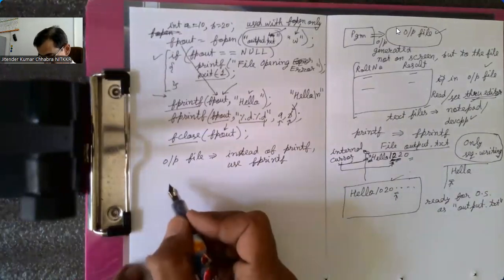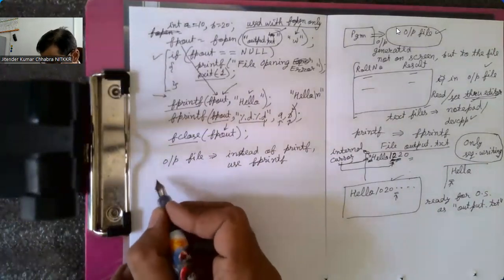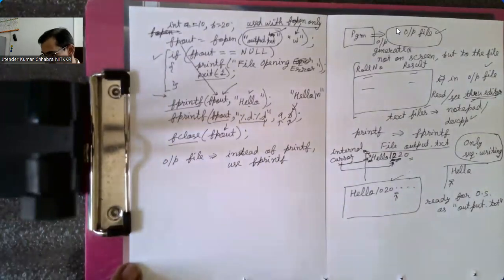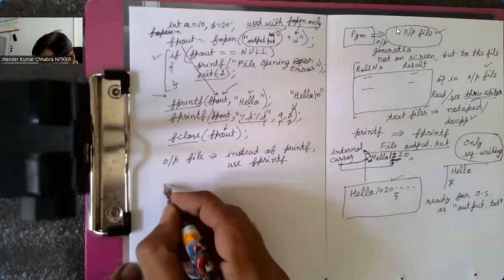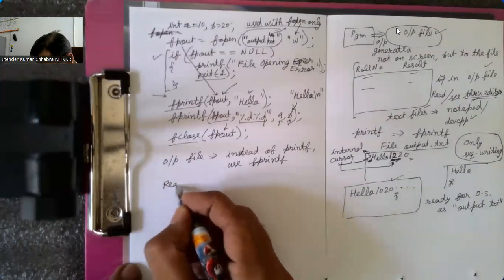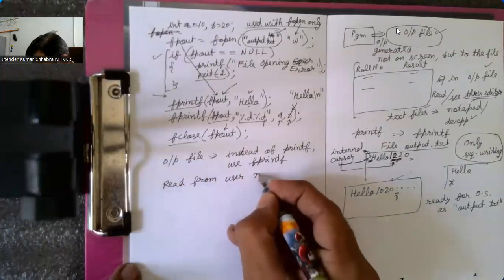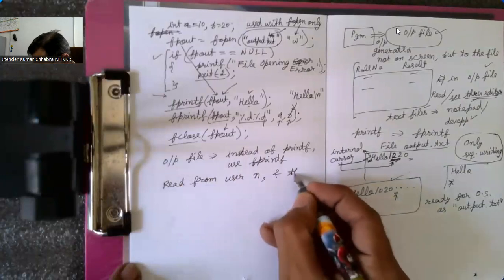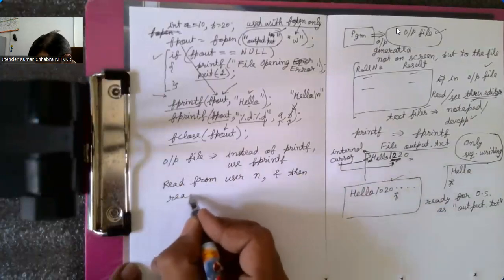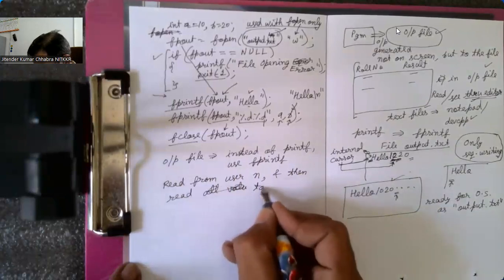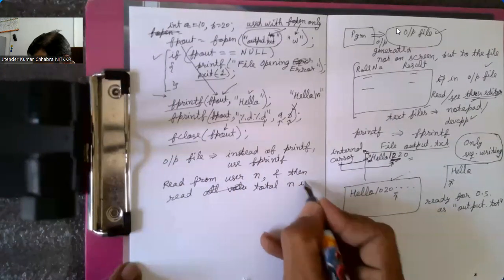For example, let's say I want to create a file. I want a program so that a lot of data is read and I need not repeat it. So I want to create a file which has maybe 5,000 or 10,000 integers, and later I want to use those. So I say, read from the user n, and then read all n values. Yeah, total n integers from the user.